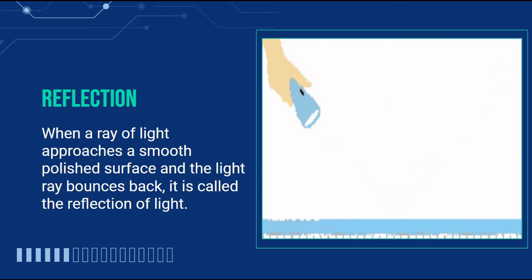Reflection. How can we define reflection? When a ray of light approaches a smooth polished surface and bounces back, this is known as reflection of light. But this is just the simple definition. No, we don't want to make things simple. I want it to be complex. So let's name everything and search for angles and shapes in everything around us. As we have it in our textbook, I'm going to teach you that too.